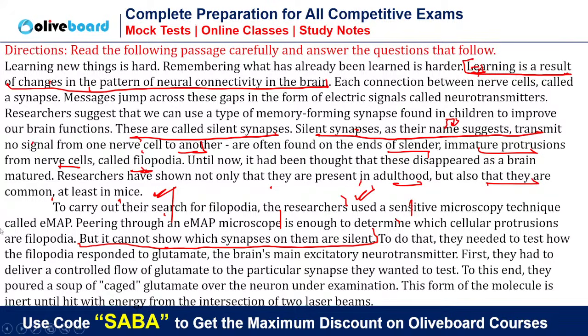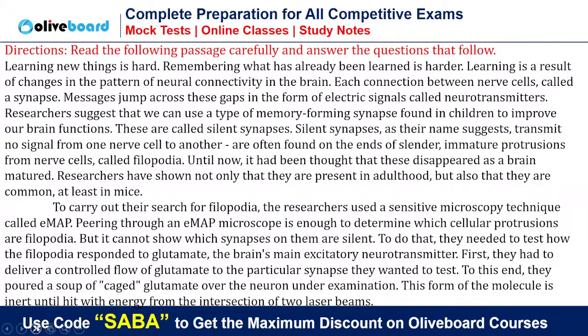Filopodia only contain silent synapses. Let's see. Where is it given? Filopodia, I think first, okay. What is given? These are called silent synapses. Silent synapses, as their name suggests, transmit no signal from one nerve cell to another, and are often found on the ends of slender, immature protrusions from nerve cells called filopodia. It is the definition of filopodia given. Filopodia only contain silent synapses, where is it given?